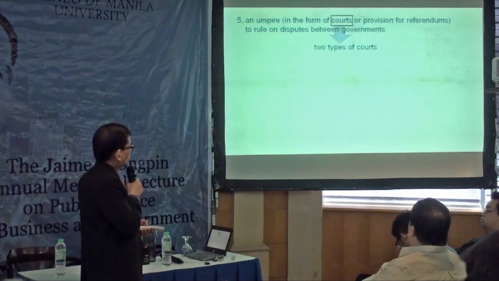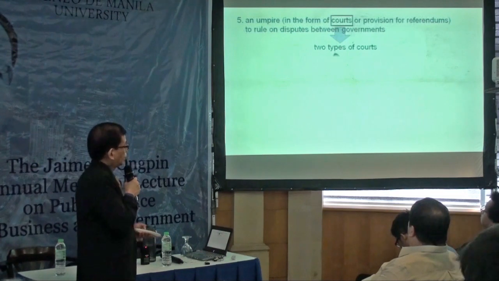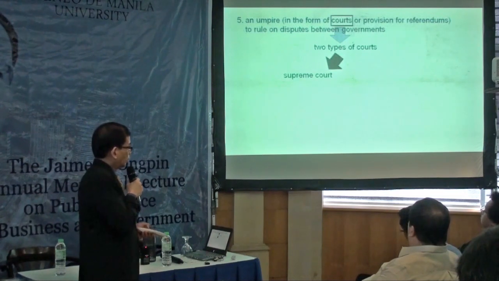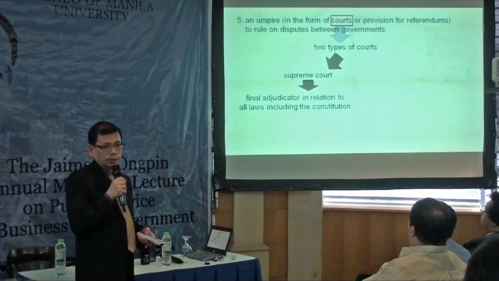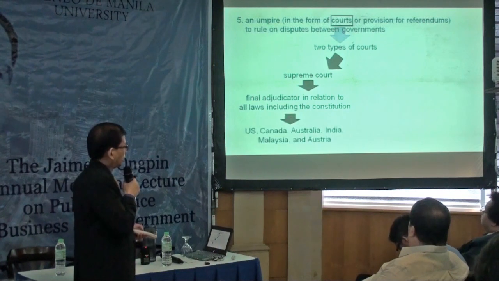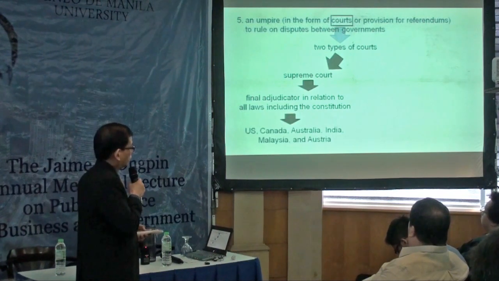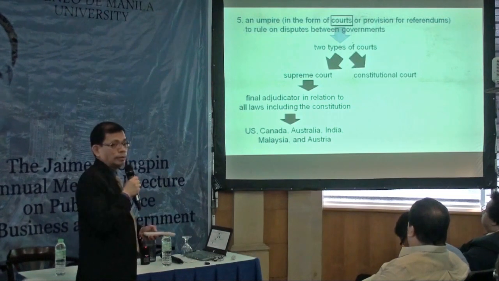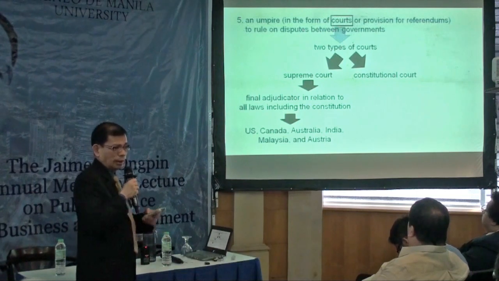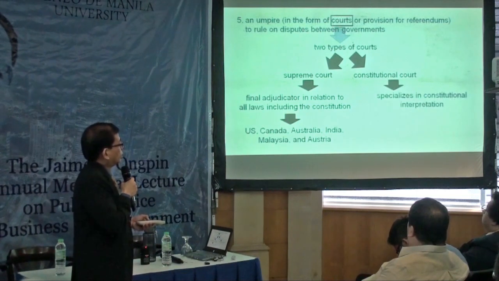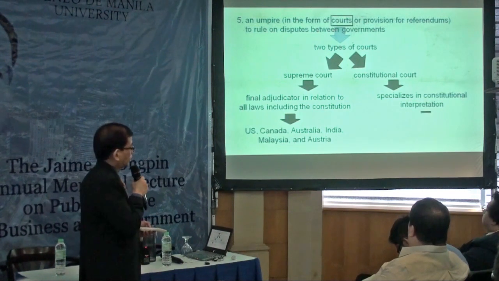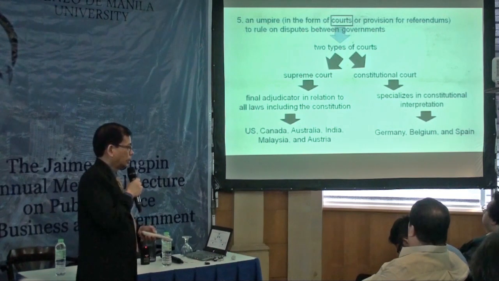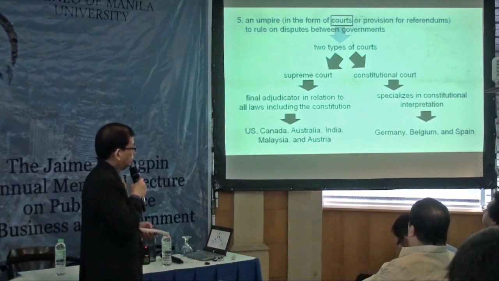In terms of courts, there are two types of courts in a federal system. There could be a Supreme Court, the final adjudicator in relation to all courts, including the Constitution, similar to our Supreme Court. The examples here would be the United States, Canada, Australia, India, Malaysia, and Austria. Or there could be a constitutional court, in a federal system as well as in a parliamentary system, which specializes in constitutional interpretation, especially on jurisdiction. The examples would be Germany, Belgium, and Spain.